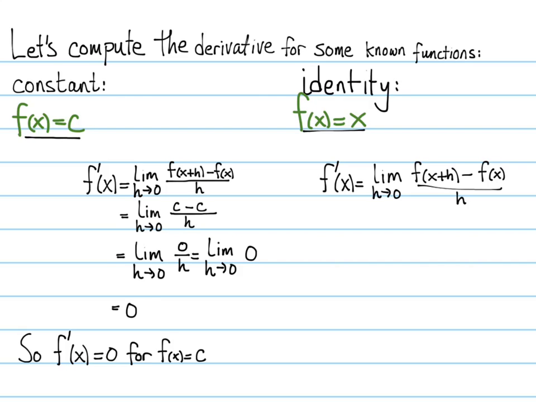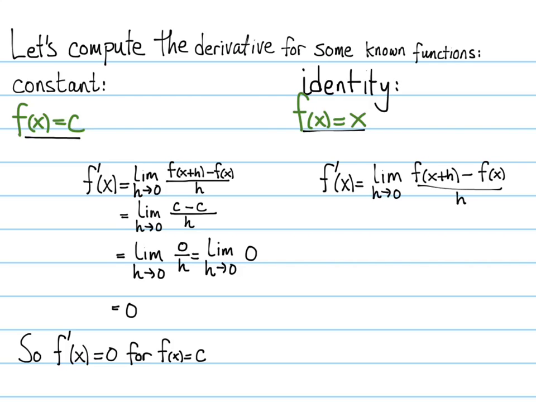The identity function. So the identity function is one of the more basic functions. It's f of x equals x. Whatever you plug in is what you get out. f of 2 is 2, f of 5 is 5, f of x squared is x squared. And so let's take the derivative of the identity function.